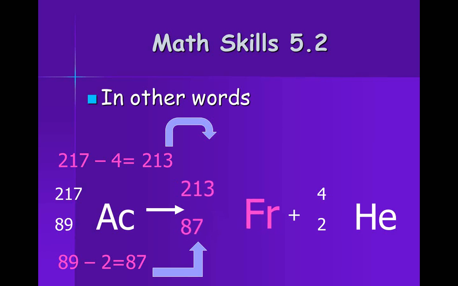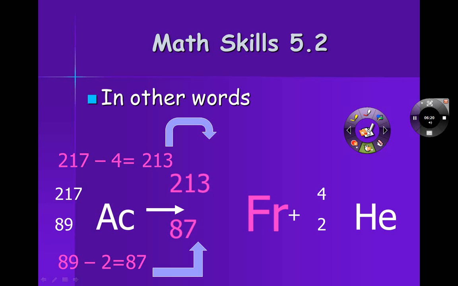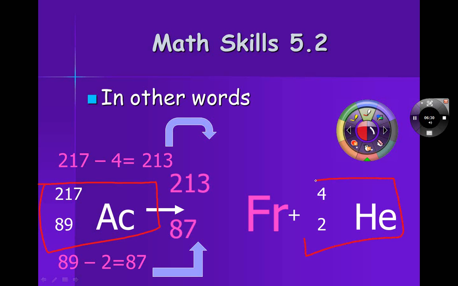If you're trying to predict what's coming out, here's my given. I have AC over here. This is given, and this is also given. So what do I need to do? In order to end up with helium on this side, I'm going to be subtracting 4 from that top number and subtracting 2 from the bottom number. Subtracting 4 from 117 gives you 213. Subtracting 2 from 89 gives you 87.